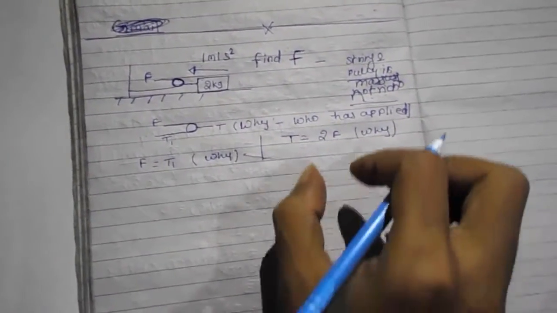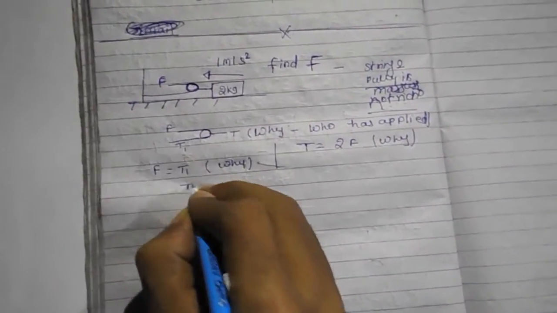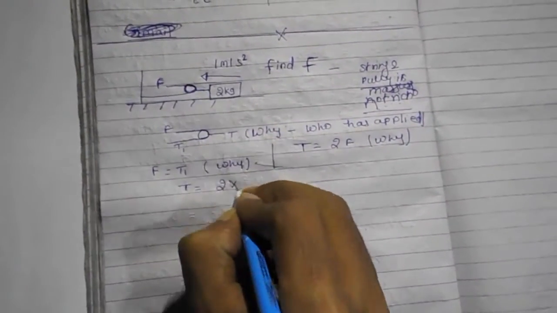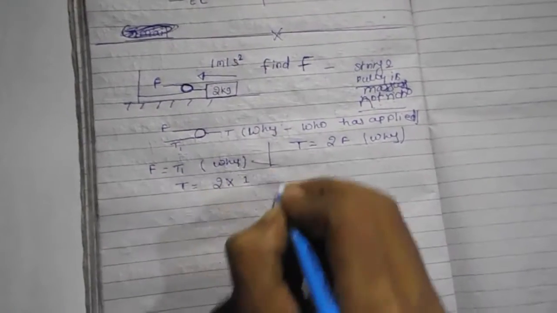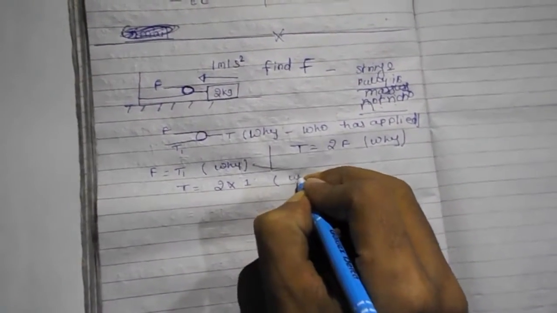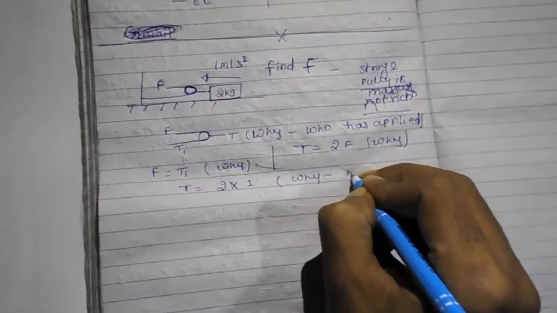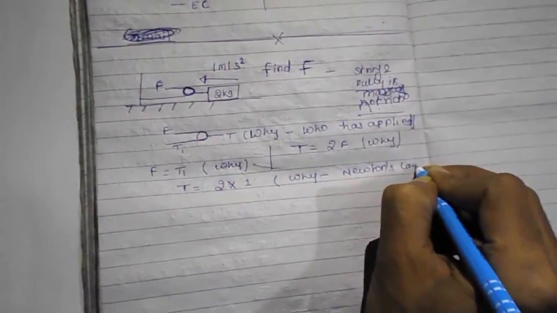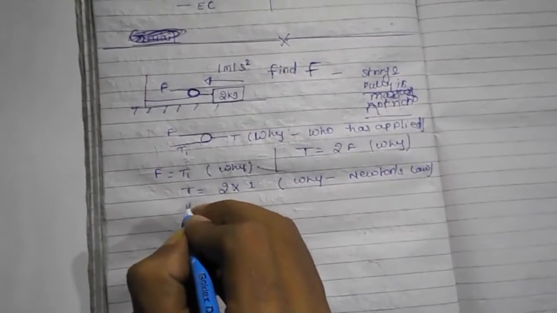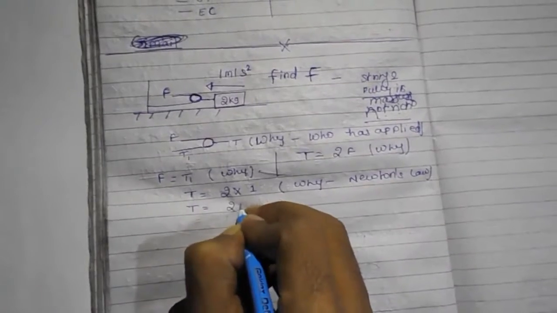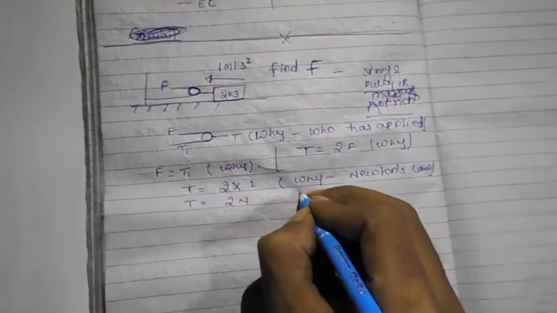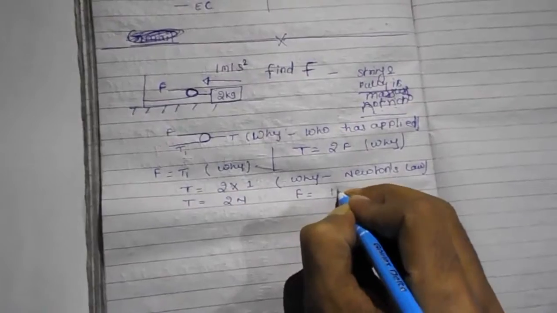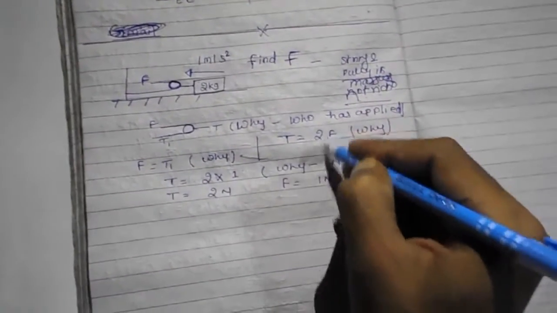Then what can I do? T is equal to 2 into 1, where 1 is the acceleration. Why? Hint: think about Newton's law. So T is equal to 2 Newton, so F is equal to 1 Newton, if you think by this equation. So this is a super easy question, and you should not bother about it.